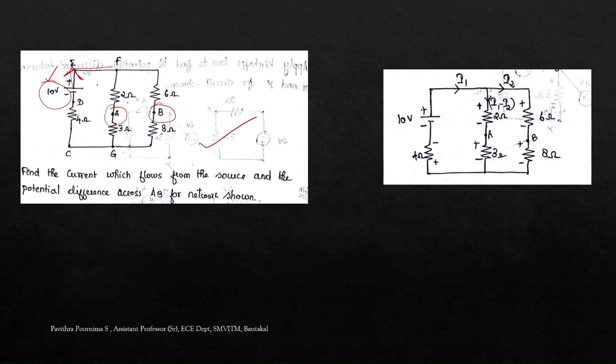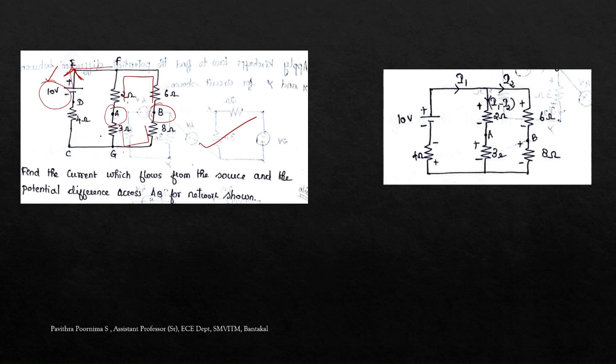Okay, whatever the current flows from the source, we have to find it, and the potential difference across AB. So for this potential difference AB, there are two paths. One is 2 and 6, and one more is 3 and 8. We can consider any direction. The answer comes the same. So we'll discuss that.